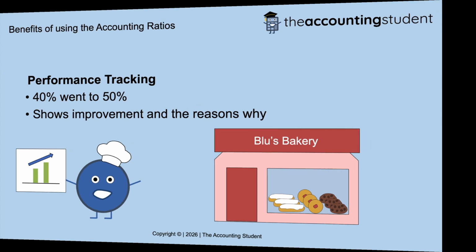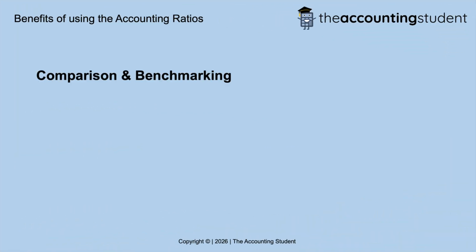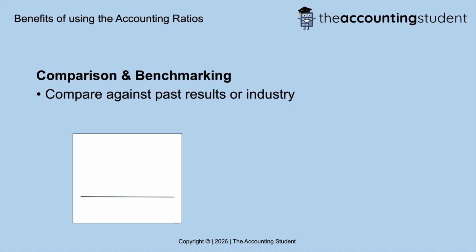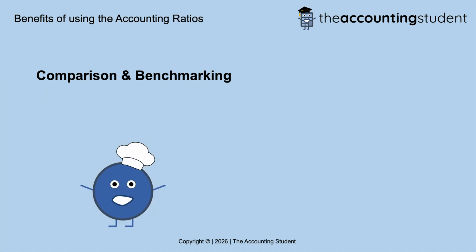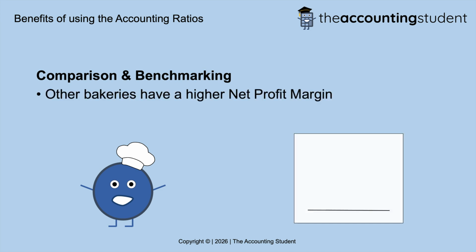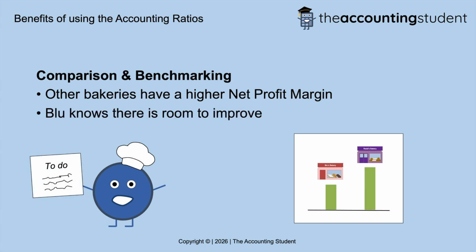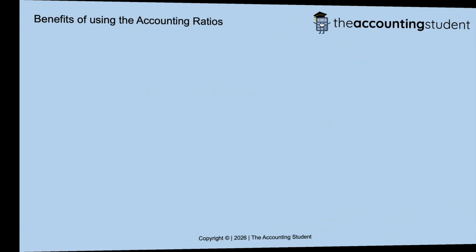Number 4 is comparison and benchmarking. The ratios allow you to compare performance with past results or industry standards and could help identify areas for improvements. For example, with our friend Blue and their bakery, if other bakeries have a higher net profit margin of on average 20%, but Blue only has a 5% margin, Blue knows that there's room to improve, either through pricing or reducing costs.